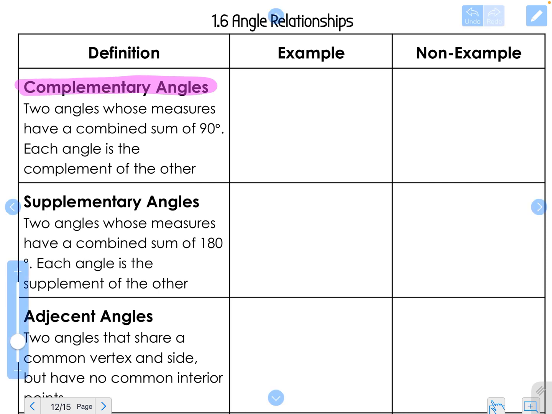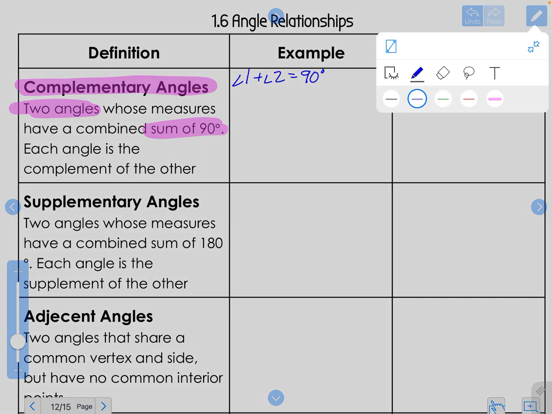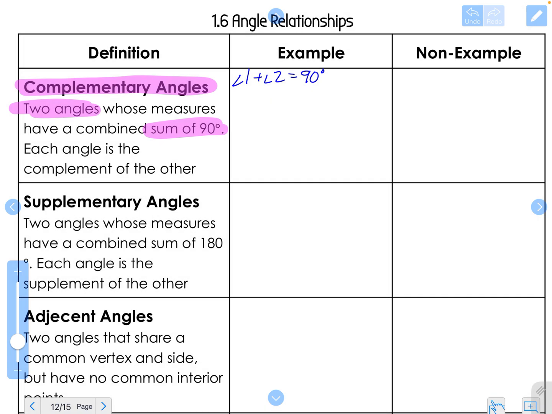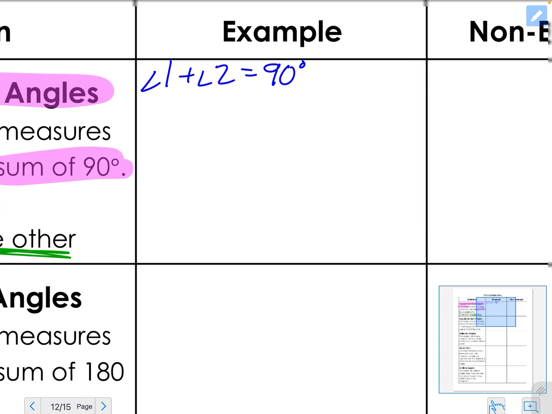Complementary angles are two angles that have a sum of 90 degrees. That means that angle 1 plus angle 2 equals 90 degrees. The other key language I want you to understand is that we call them complements of the other. So if one angle complements another, the two angles equal 90 degrees. We have a couple of different ways this looks.